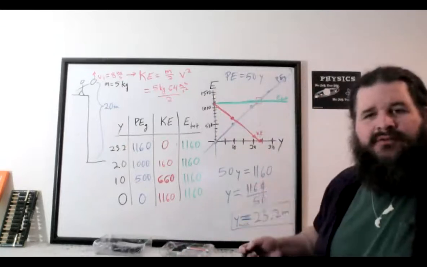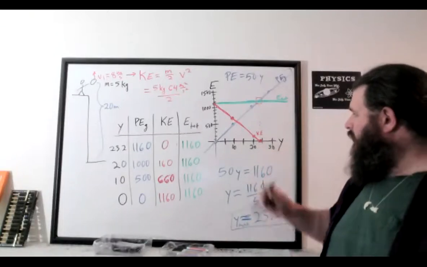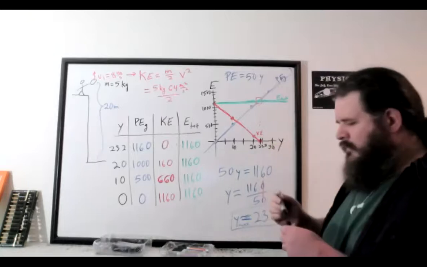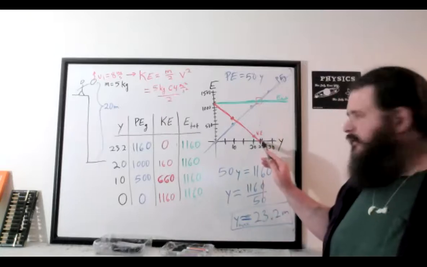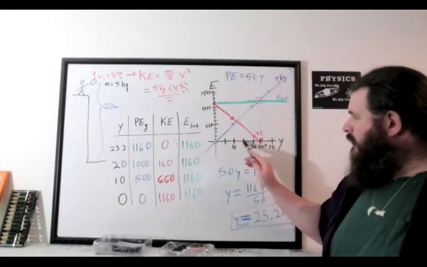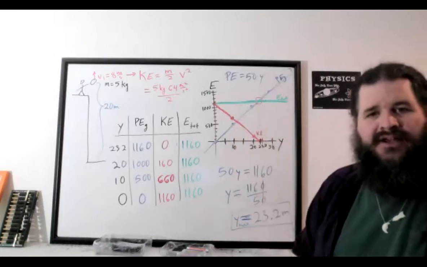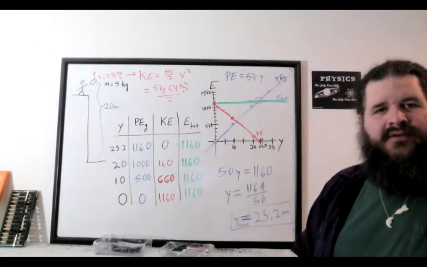So the actual trajectory of the ball: it starts at 20, it goes up to 23.2, getting slower and slower, and then it starts to fall, getting to lower and lower y values while getting faster and faster, kinetic energy increasing. Any questions on that so far?